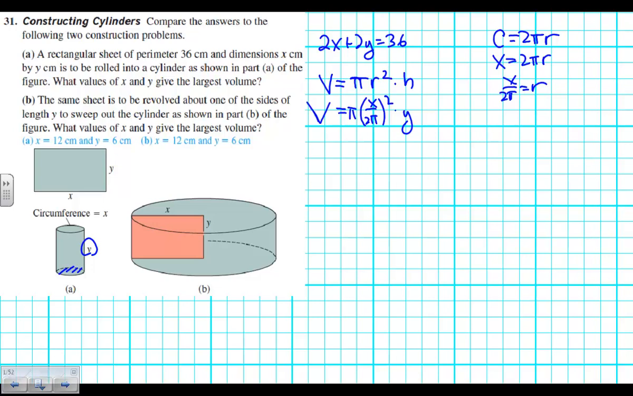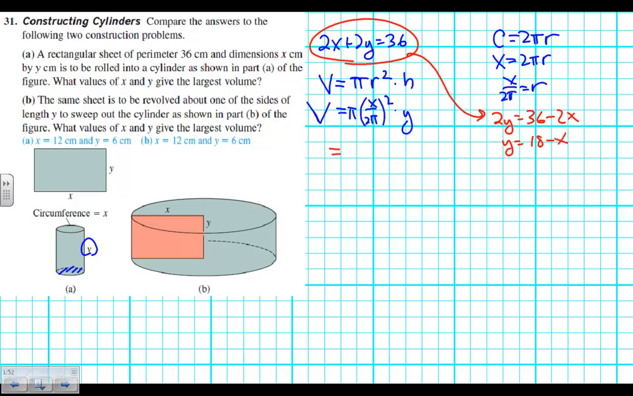Now, we don't like this volume equation on a couple different counts. One, because it has two variables in it. We would like to get rid of one of the variables. It looks like y would be the better variable to get rid of. So if we take our relationship equation and, as Aaron had recommended, solve for y, you get y is 18 minus x.